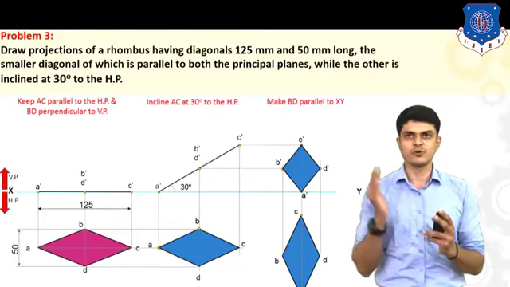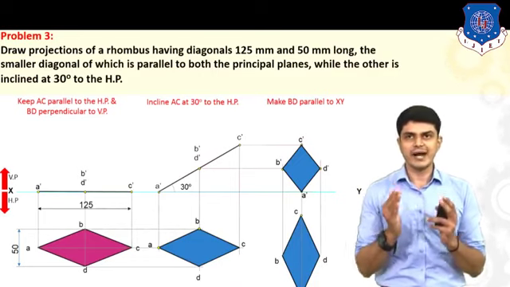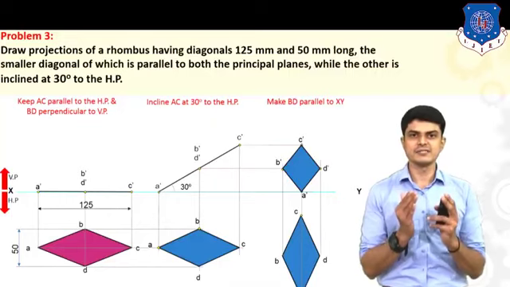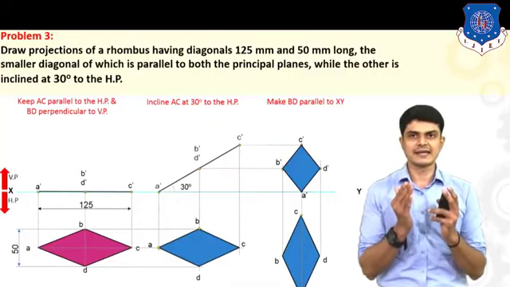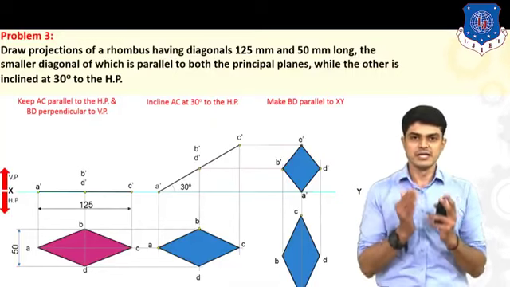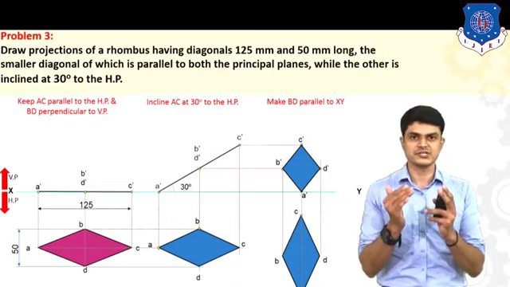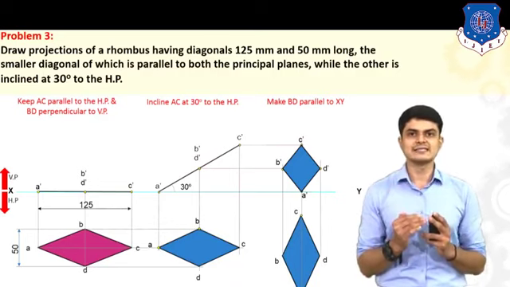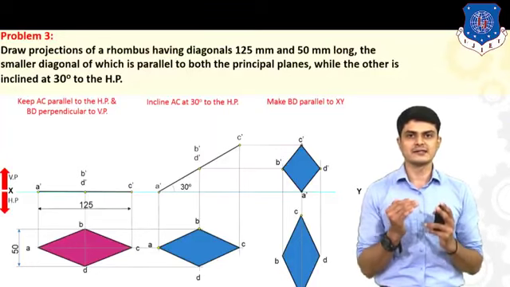So it says that the smaller diagonal of which is parallel to both the principal planes while the other diagonal is inclined at 30 degree to HP. Other diagonal means we are talking about the longer diagonal. So here the longer diagonal is inclined at 30 degree to HP. Since your object is resting on HP, we must take this condition as our second stage diagram. So the longer diagonal is now at 30 degree to HP. So let us plot the longer diagonal at 30 degree to HP.